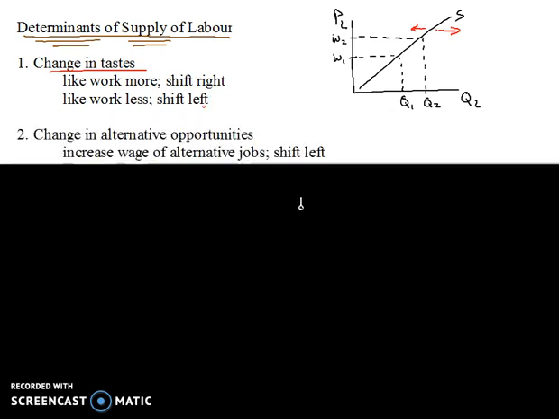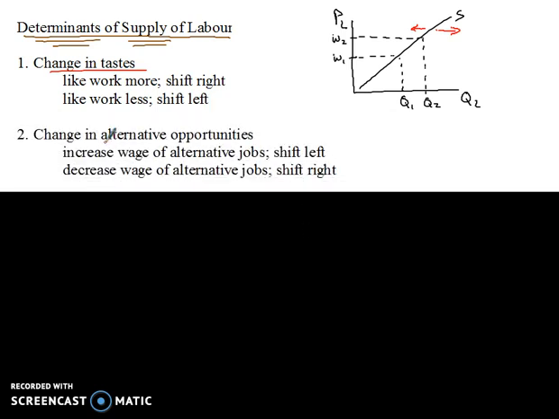All right, the second determinant on the supply side is the change in alternative opportunities. That is to say, could I be making more money doing something else? So right now, I'm an economics teacher, and the question would be, what if we got an increase in the wage of financial advisors? That would be an alternative job that I could do. And if you got a change in the wage of financial advisors, then maybe I would want to go be a financial advisor instead of being a teacher. And that would cause the supply of econ teachers to shift to the left.